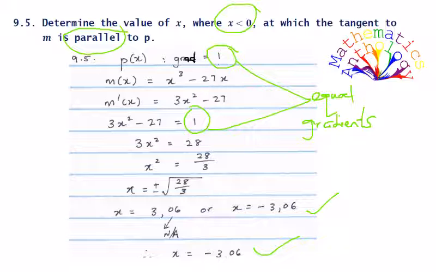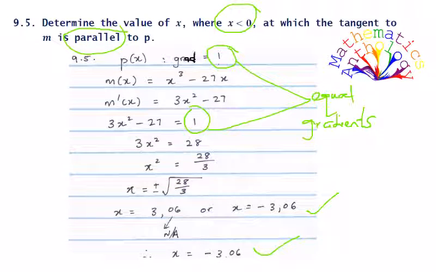m of x is equal to x cubed minus 27x. We find the derivative of m of x. m prime of x will equal 3x squared minus 27. But this derivative, another word for derivative is gradient. So the gradients are the same, so we make our derivative equal to the gradient of p. So it becomes 3x squared minus 27 is equal to 1.